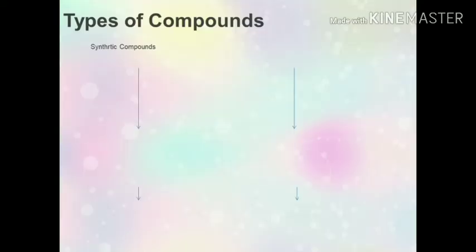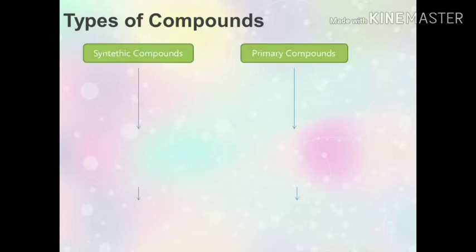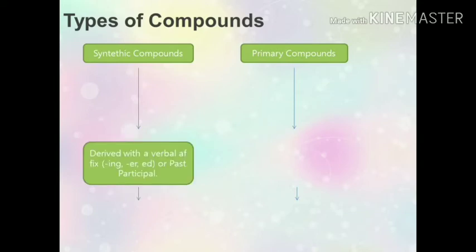So in English, there are two types of compounds. The first is synthetic compounds, whose second member is derived with a verbal affix: verb -ing, -er, or -ed, or past participle. For example, breathtaking. Taking here is a verb, and using verb -ing, it becomes taking.